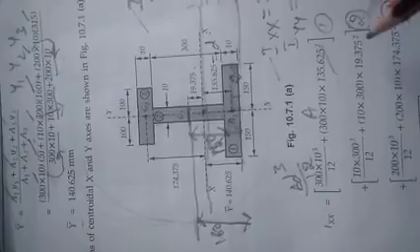The centroid of the whole section, which has been drawn in the textbook, is 140.625. So 160 minus 140.625, you subtract it and you will get 19.375. So that's what has been written for the second section, 19.375.